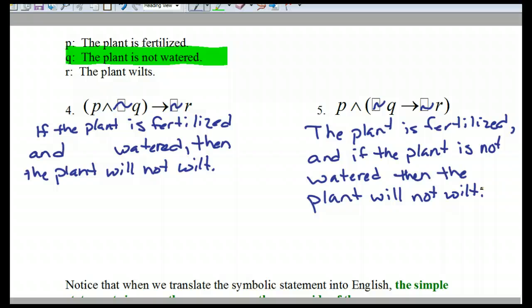So it says Q, so Q would be the first one that would be written down right here. So if the plant is fertilized, that's P, then, first of all, it said the plant is fertilized, and if the plant is watered. Oh, we did it again. You could tell I was working on this late last night. Okay, if the plant is watered, then the plant will not wilt. Thank you.